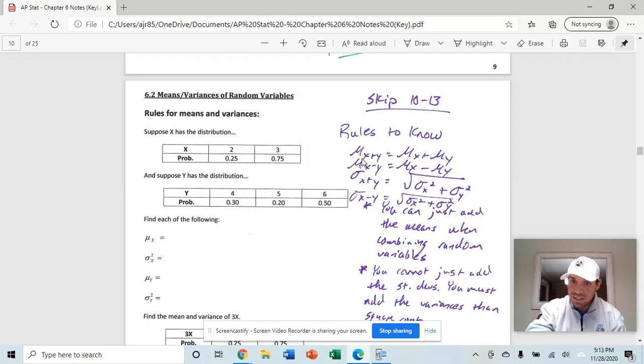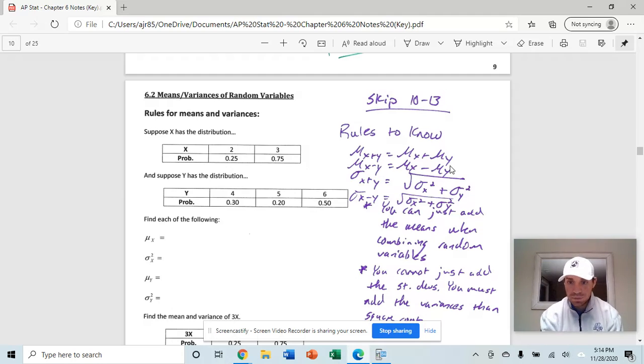So that's what this formula right here is saying. Mu x plus y is just equal to the mean of your first random variable plus the mean of your second random variable. Similarly, if we wanted to find the difference between our two means, the mean math SAT score is 500, the mean reading SAT score is 510. What is the mean difference in your SAT scores? You can just go ahead and subtract those two means, so you can do exactly what you think you would do in terms of the means.